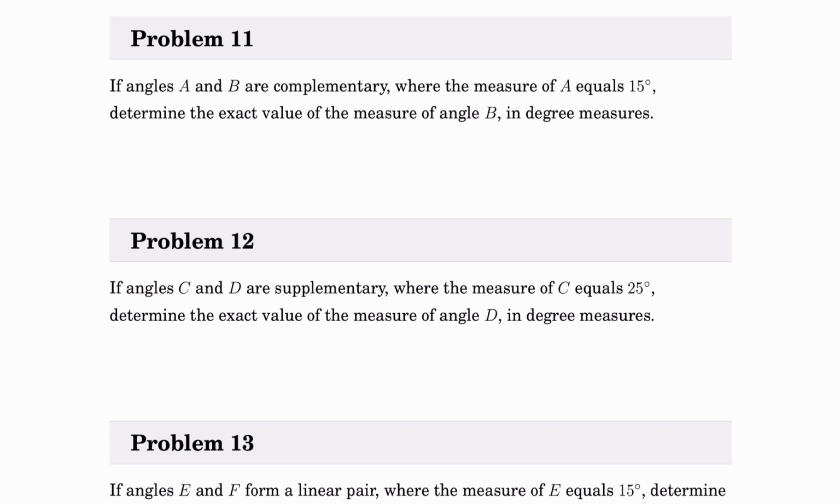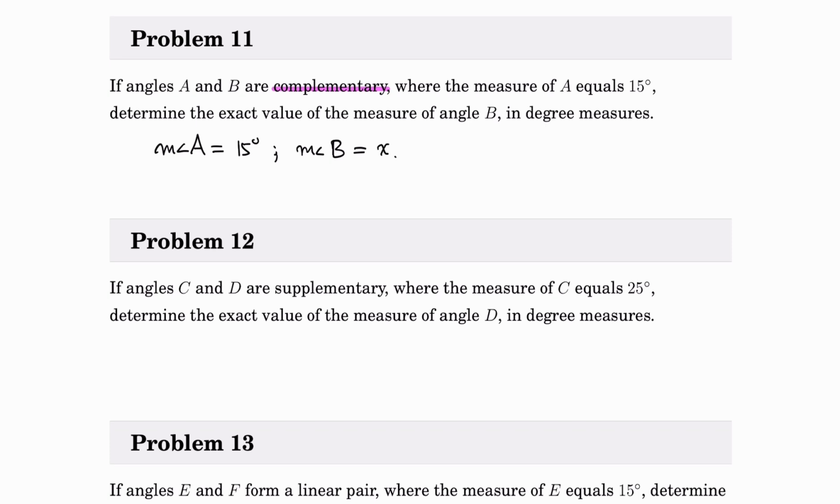Problem number 11. Angles A and B are complementary. So what do you know about the complementary angles? Complementary angle means that we have the sum being 90. So the measure of A equals 15. And we have no idea what measure of B is, but apparently we need to find out what that is.